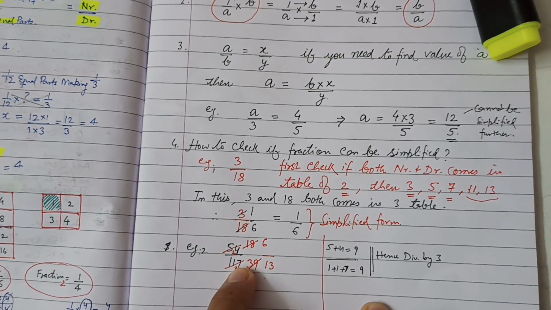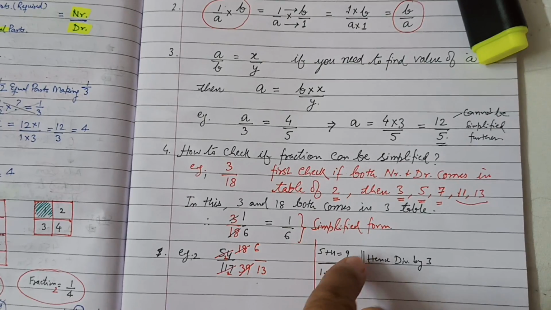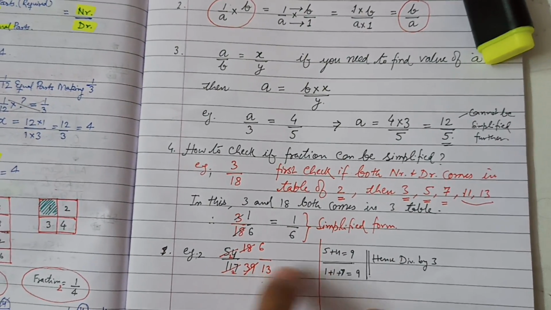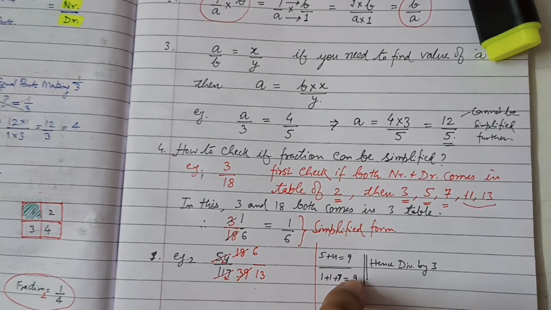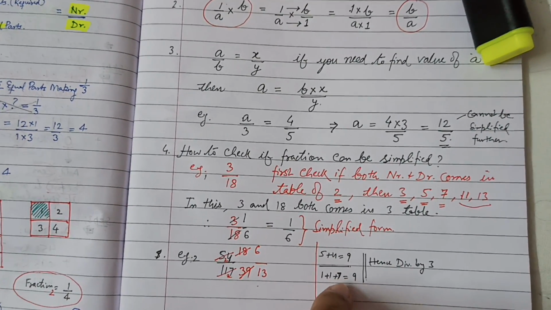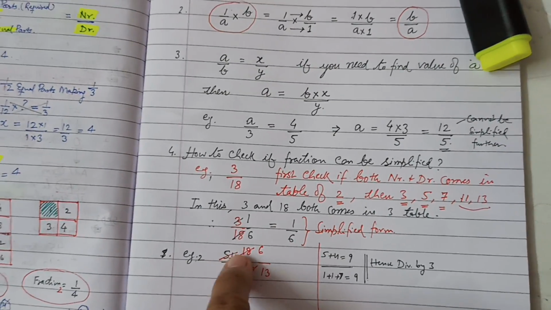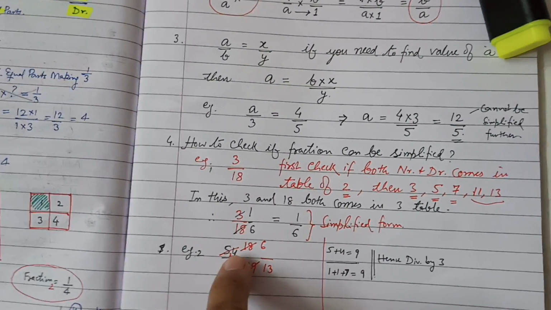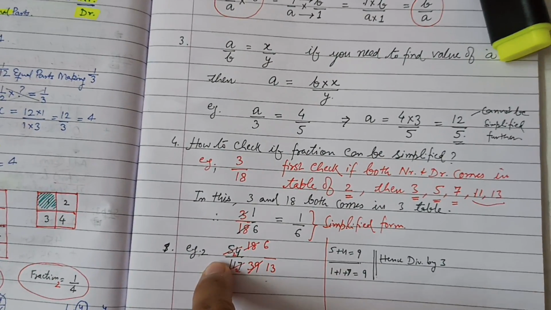How to check if numbers are divisible by 3? You check the sum. 5 plus 4 is equal to 9. 1 plus 1 plus 7 is equal to 9. So if the sum is divisible by 3, the number will be divisible by 3 also. So yes, both the numerator and denominator are divisible by 3. So let's start the division.